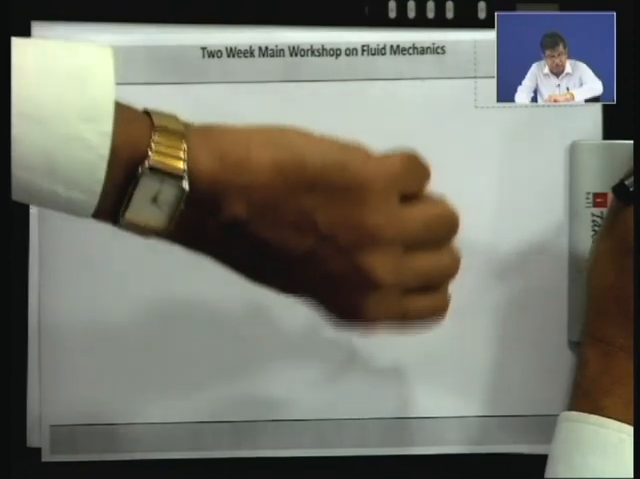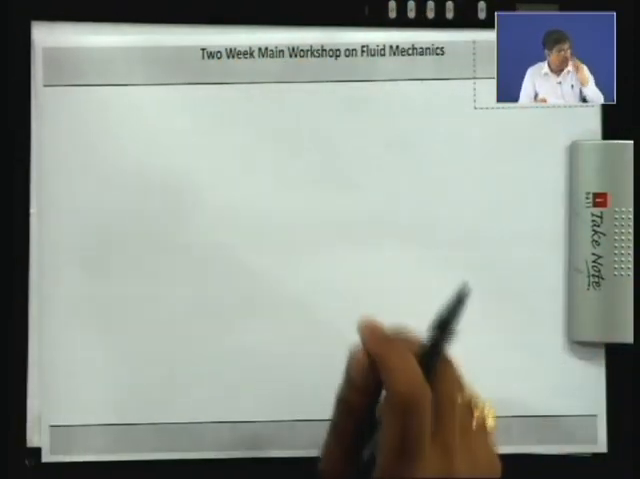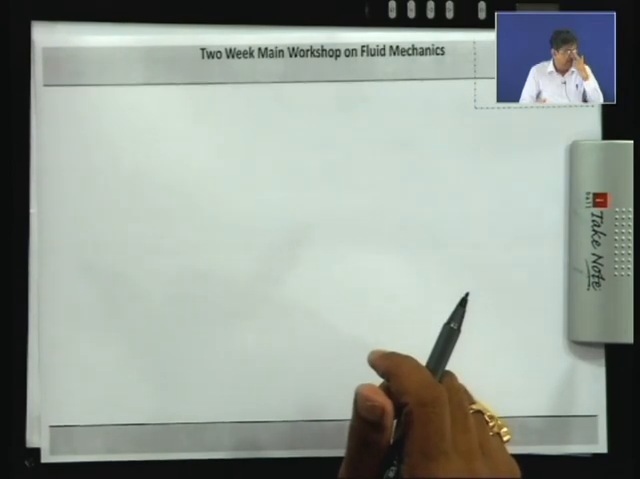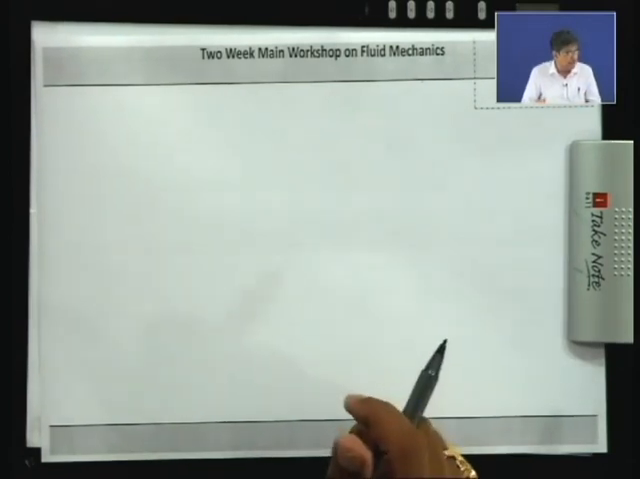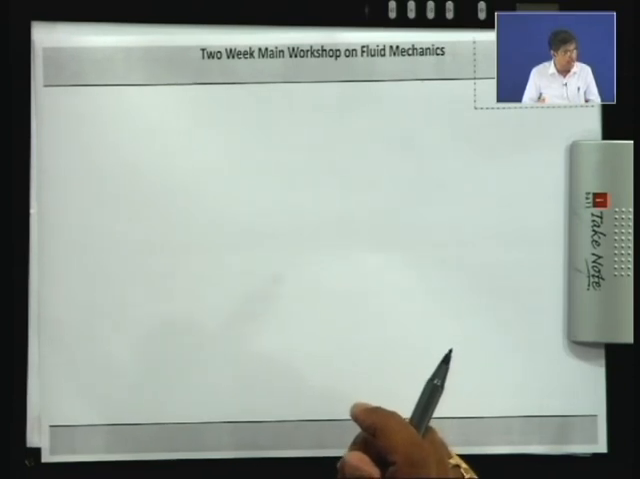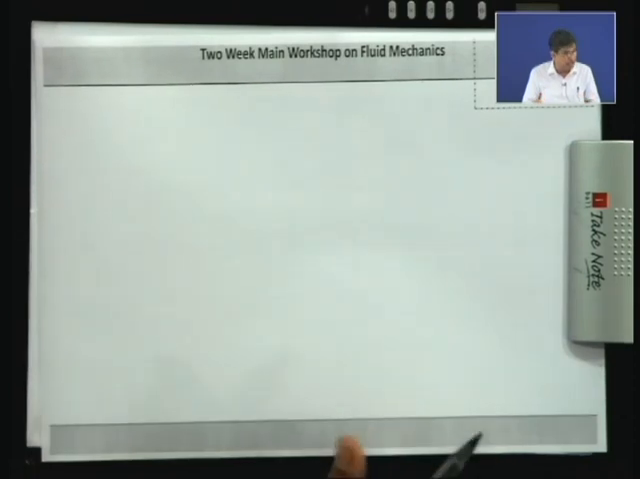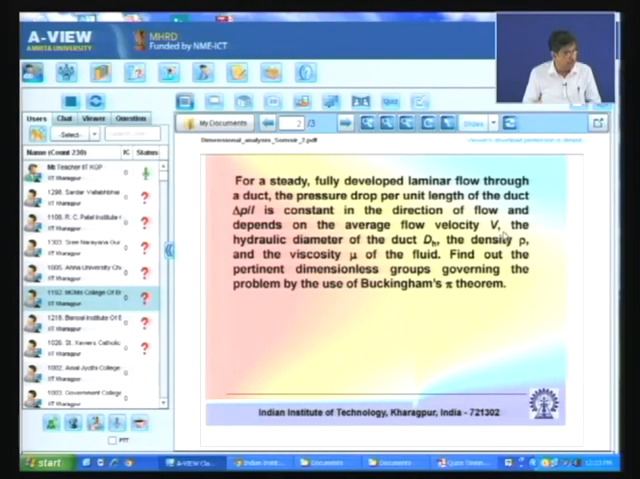Let us see the problem first. For a steady fully developed laminar flow through a duct, the pressure drop per unit length of the duct, delta P by L, is constant in the direction of flow, as you know already from the exact solutions. Delta P by L for a fully developed flow is constant and depends on the average flow velocity V, the hydraulic diameter of the duct dH, which in a pipe is its diameter itself, the density rho, and the viscosity mu of the fluid. Find out the pertinent dimensionless groups governing the problem by use of Buckingham's pi theorem.